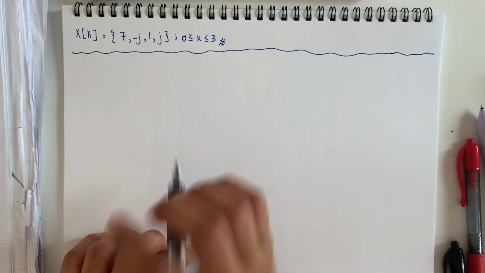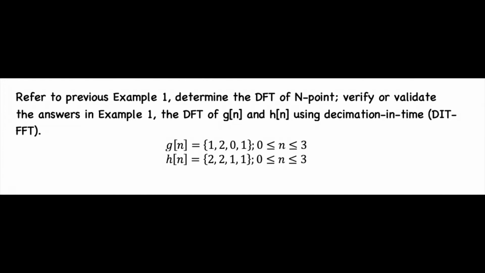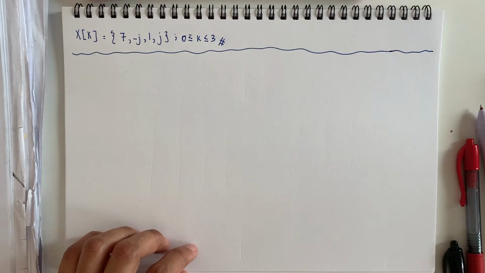Read the question carefully. Verify the answer of example 1 using DIT FFT. If you still remember, in example 1 you needed to use matrix multiplication to determine what is Gk, what is Hk. Same thing, we need to verify the answer you got from example 1. So instead of using matrix multiplication, we verify using the butterfly diagram, which is DIT FFT.